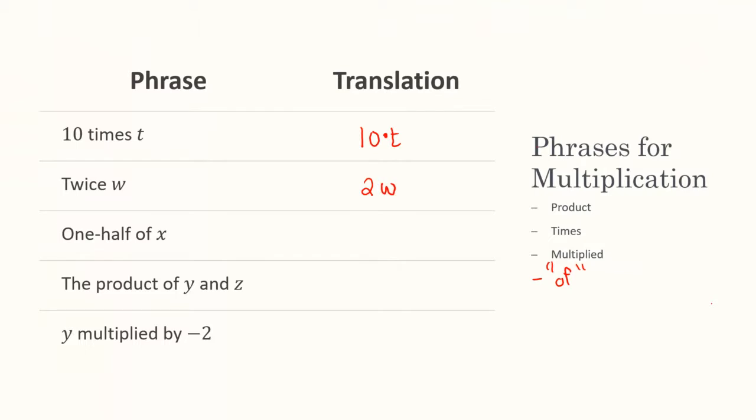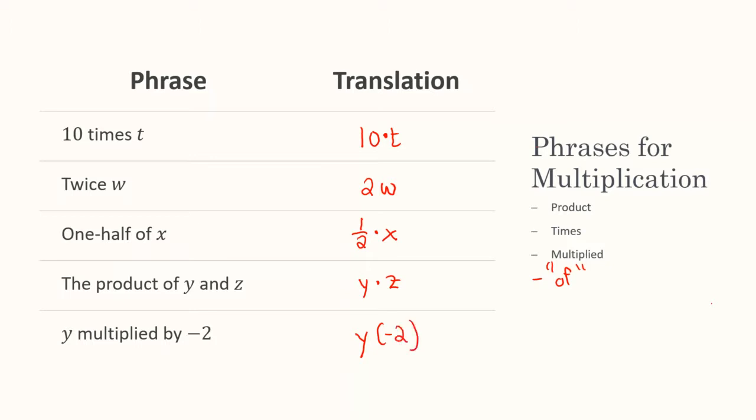1/2 of x. So that's an example where the "of" translates as multiplication. So that'd be 1/2 times x. The product of y and z is y times z. And then y multiplied by -2.